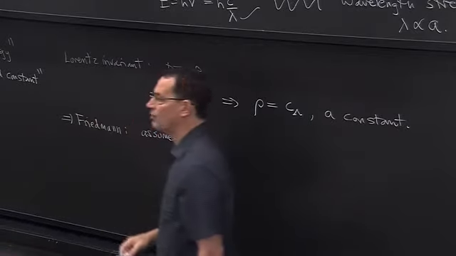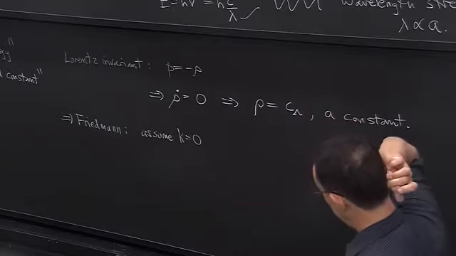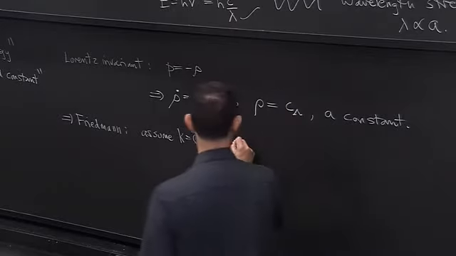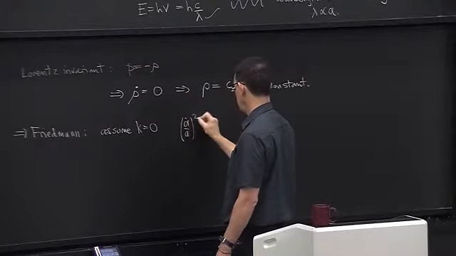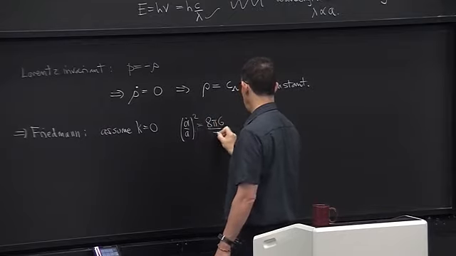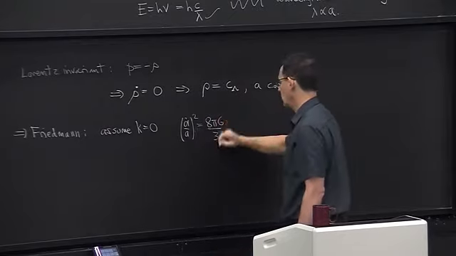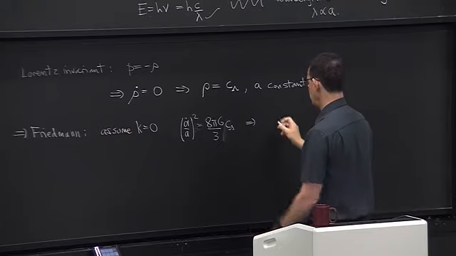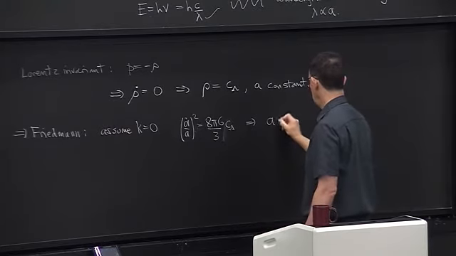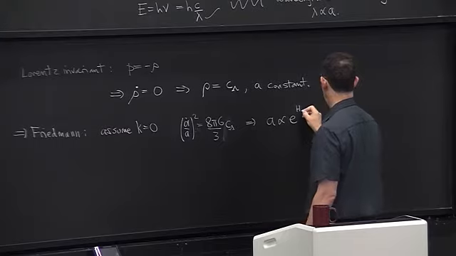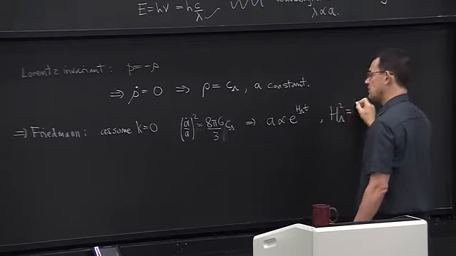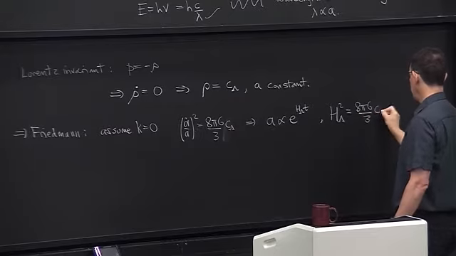So assume flat space. It's pretty much the same for the other cases, but for flat space you've got (ȧ/a)² equals 8πG/3 ρ, or 8πG/3 c Λ. And the solution of that is just that a grows exponentially, e to the H_Λ t, where H_Λ² is 8πG/3 c.